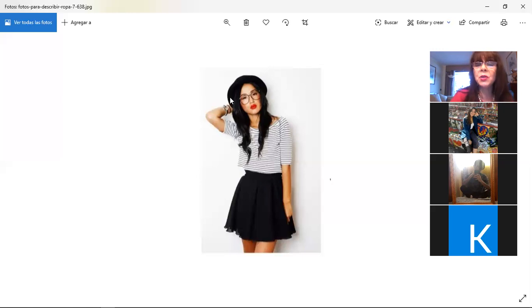You can say, for example, she's wearing a black hat. Okay, add that info. Tienen que agregar esa información. She's wearing a black hat and she's also wearing glasses and she's wearing a shirt, you know, like a t-shirt, okay, and maybe you can add more information.